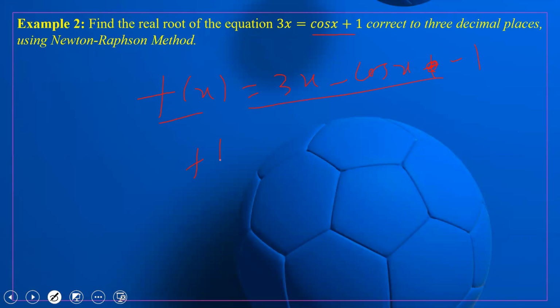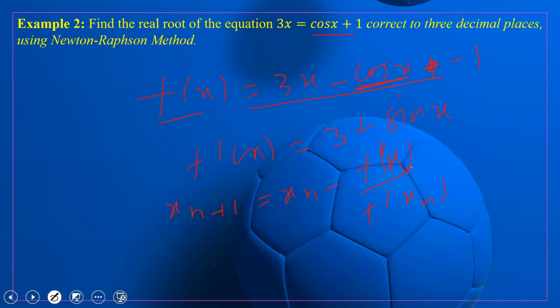So what is f dash of x? f dash of x is equal to 3, minus the derivative of cos x, which is minus sin x, so minus times minus becomes plus. So we are getting 3 plus sin x. Okay, so if we use the formula, what is it? xn plus 1 is equal to xn minus f of xn divided by f dash of xn. This is the Newton-Raphson method formula.